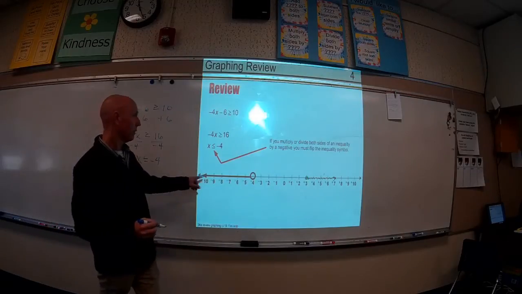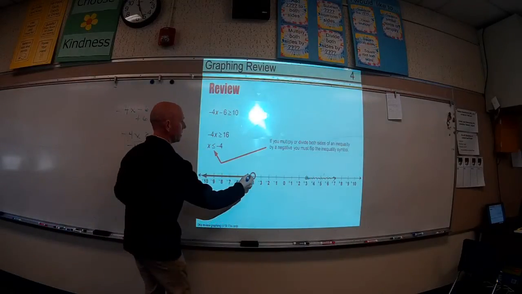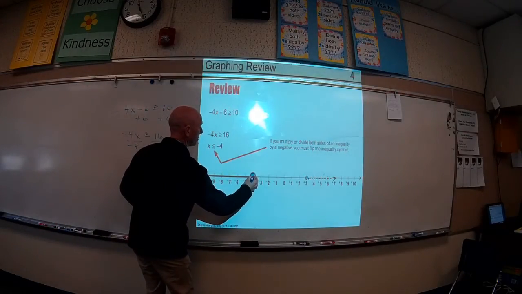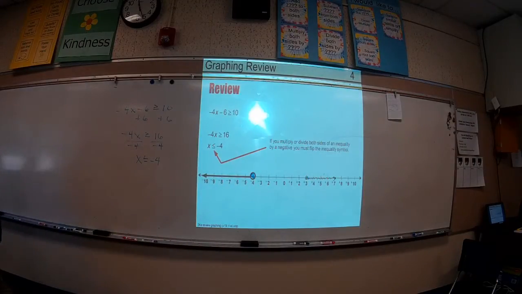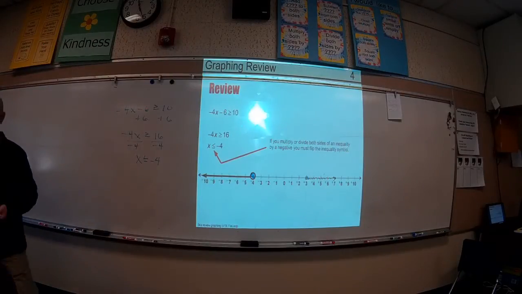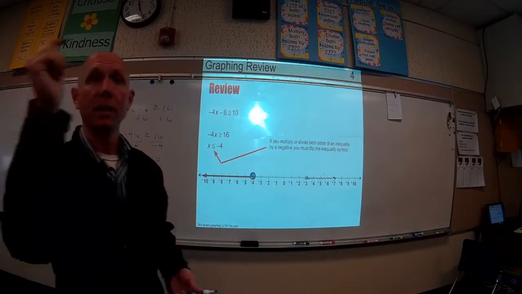So I have it at -4, and this is actually wrong. It should be solid, going this way. If you multiply or divide both sides by a negative, you must flip the inequality symbol. The next one is for you to try.